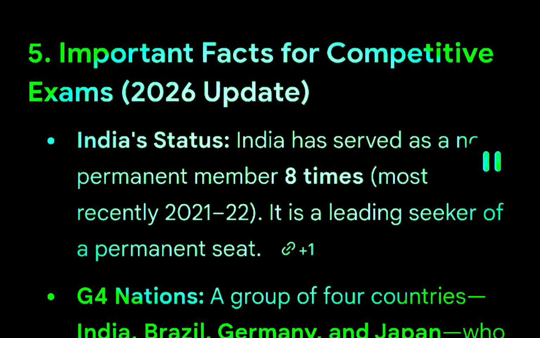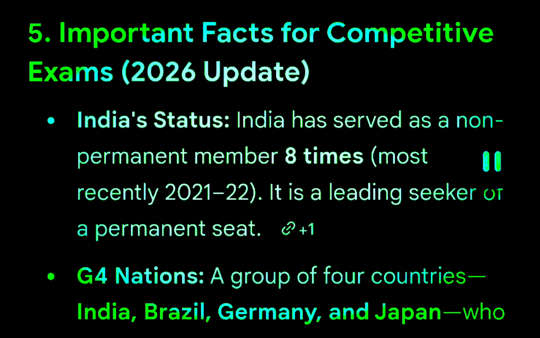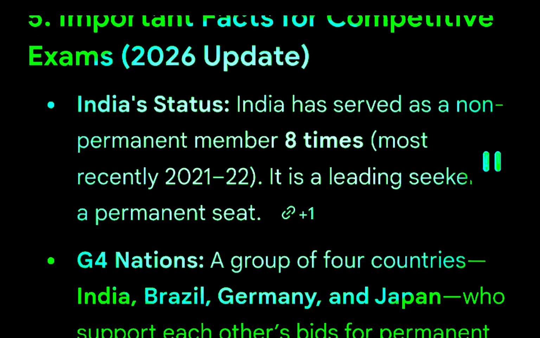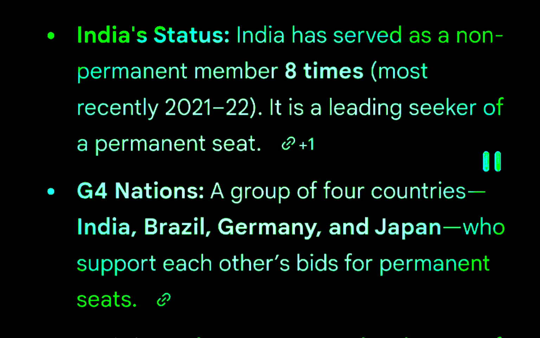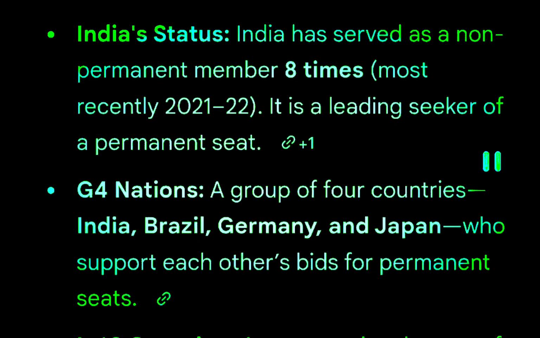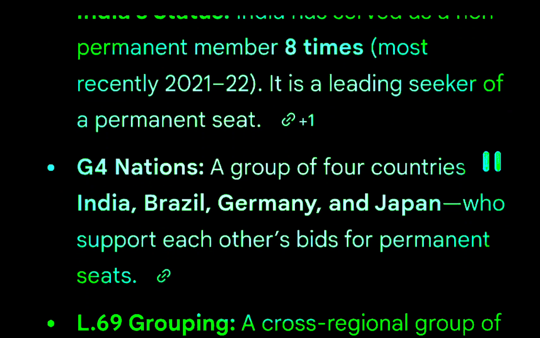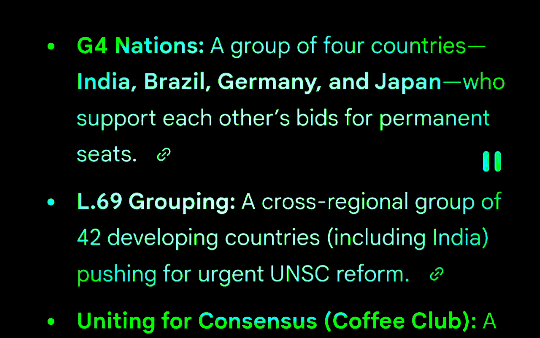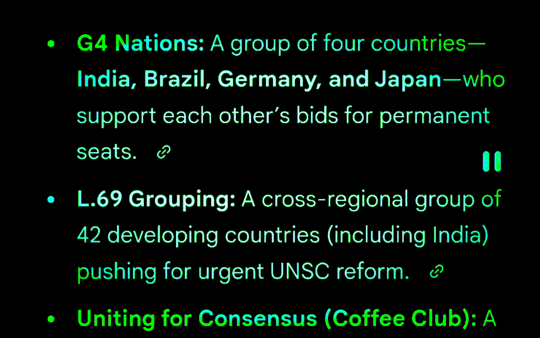5. Important facts for competitive exams. 2026 update. India's status: India has served as a non-permanent member 8 times, most recently 2021-22. It is a leading seeker of a permanent seat. G4 nations: a group of 4 countries, India, Brazil, Germany, and Japan, who support each other's bids for permanent seats.